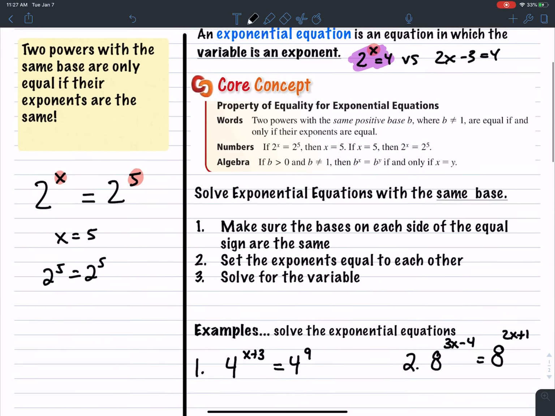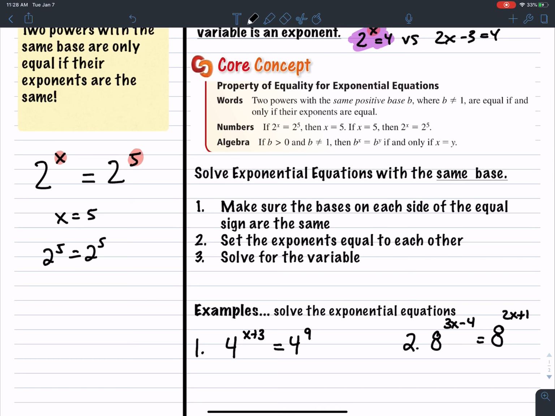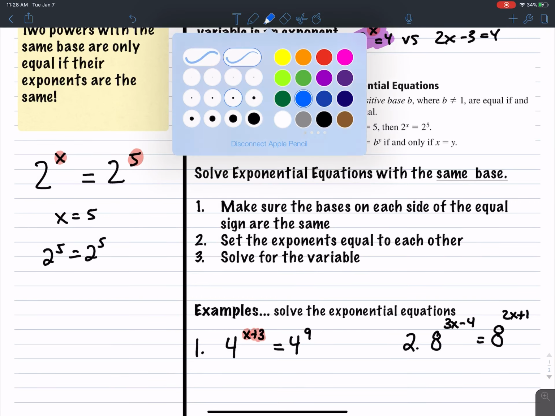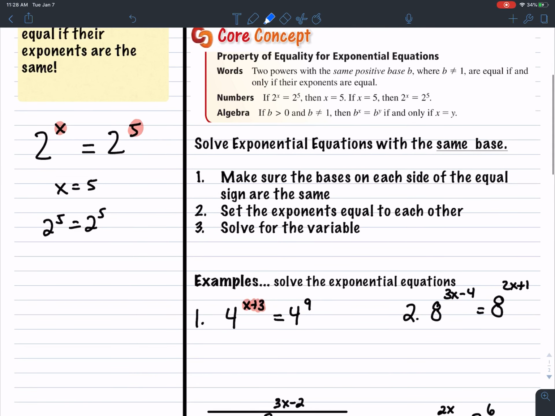So if we're solving an equation, like if we look at the example here, number 1, which you might need to copy into your notes, first thing I notice is the variable x is part of an exponent. So this is an exponential equation. What I notice is the base on the left is a 4, and the base on the right side of the equal is also a 4.